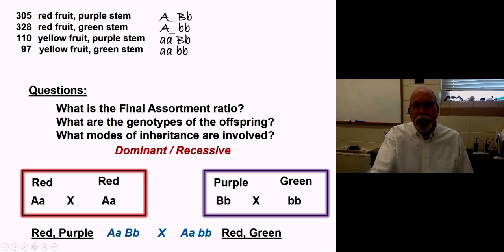That's the genotypes. What's the final assortment ratio? Well, how are we going to do that? Use the product rule, right?